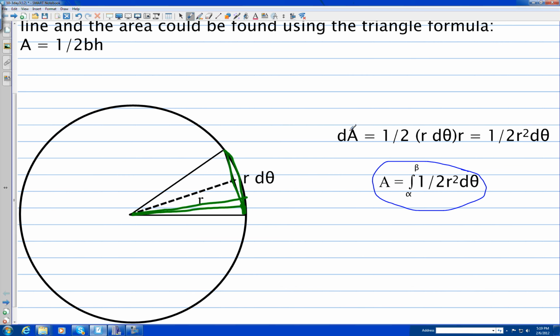Well, the derivative of the area equals 1/2, or the area of this triangle. We have 1/2 r d theta times r equals 1/2 r squared d theta. If we integrate both sides, these are going to be angle values, or theta values. And usually we pull the 1/2 to the outside so we don't have to mess with it. But this is what you've got to remember right here: 1/2 r squared d theta, and we're using the area of a triangle to find the area of these objects.